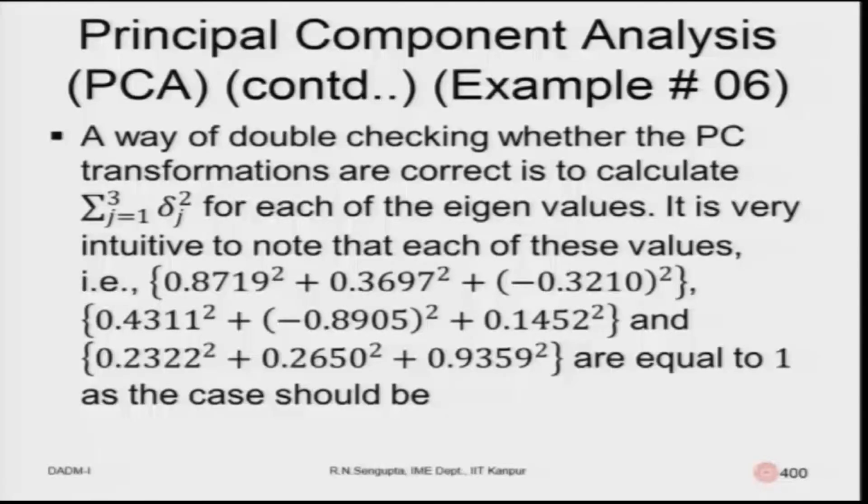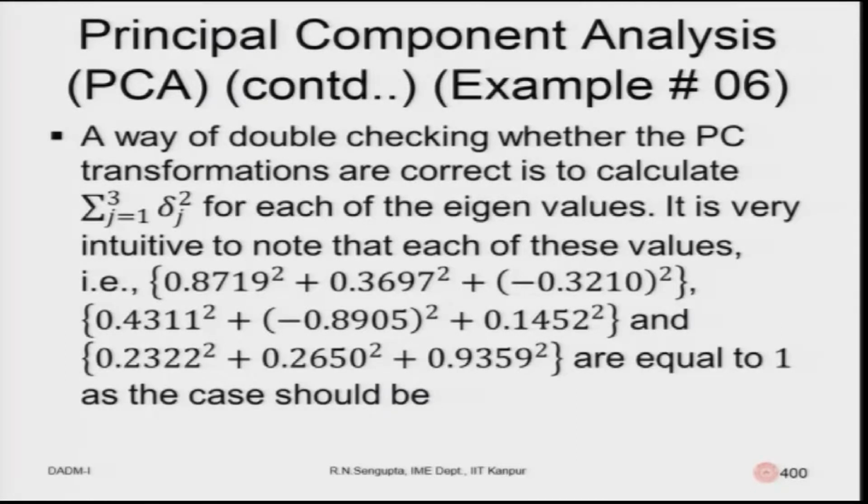Now, I want to double check. So, what I mentioned just at the fag end of the last slides, I am going to verify all the important facts. So, that will become clearer to you. So, a way of double checking whether the principal component method transformations are correct is to calculate the sum of the squares of delta 1, delta 2, delta 3, considering there are 3 random variables, for each of the eigenvalues which you have already found out. So, those eigenvalues were lambda 1, lambda 2, lambda 3. It is very intuitive to note that each of these should basically add up to equal to 1, because that was basically the fact what we are doing.